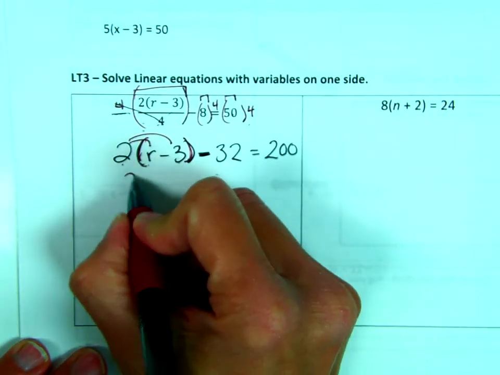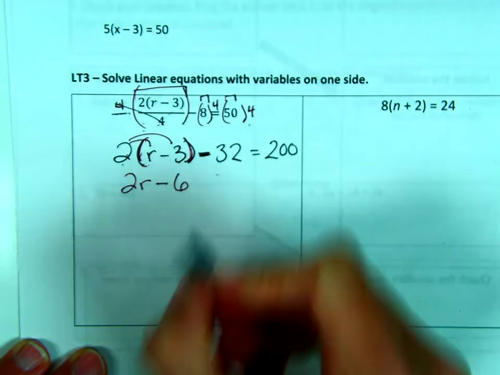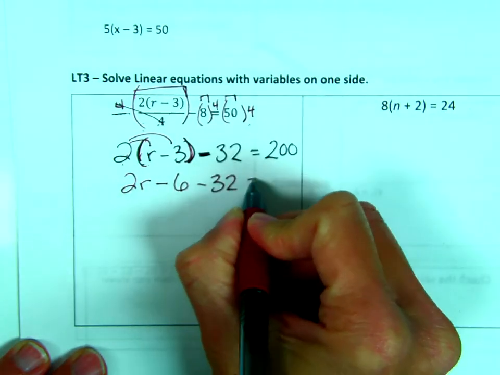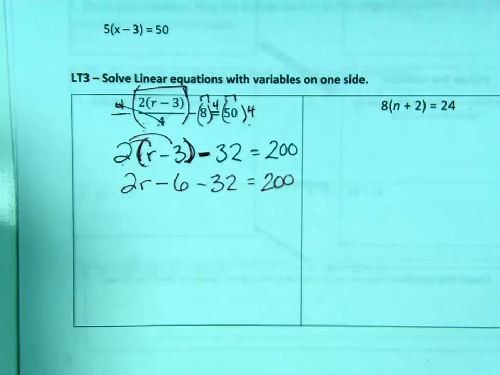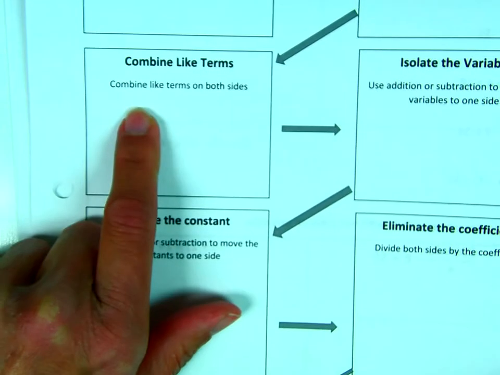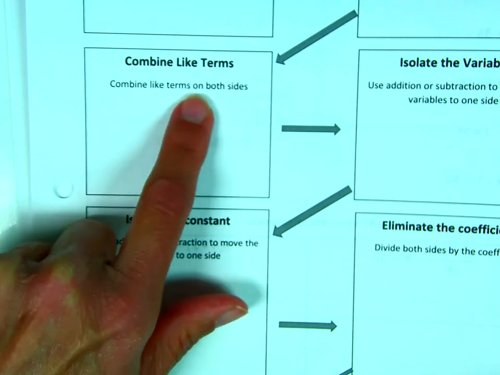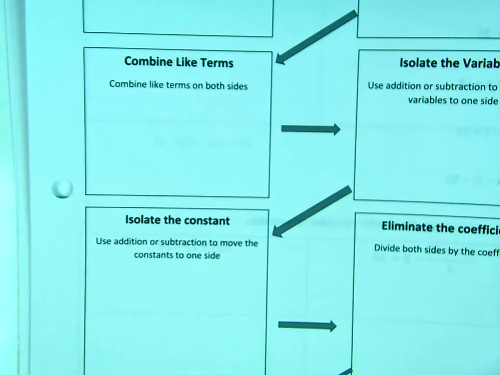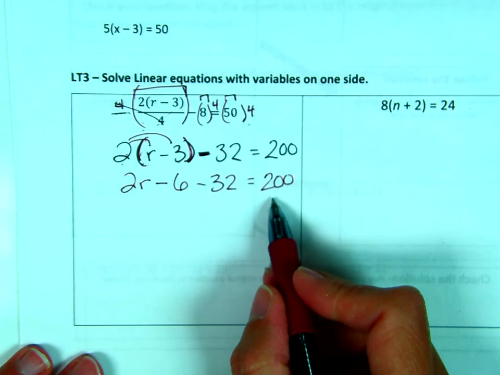So 2 times r is 2r. 2 times negative 3 is negative 6. And then I have subtract 32 equals 200. All right, what's the next step? The next step says look on each side and combine any like terms on each side. So you look at both sides, but you do all the like terms on one side, all the like terms on the other side. Since there's only a 200 on this side, we don't need to do anything over there.